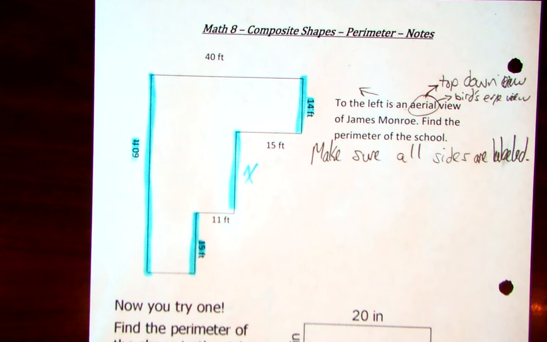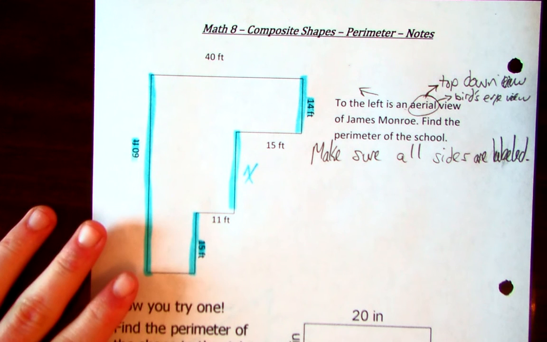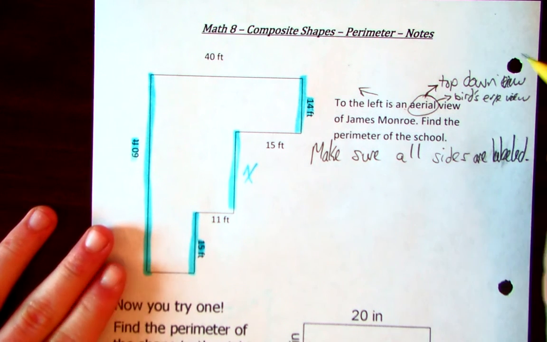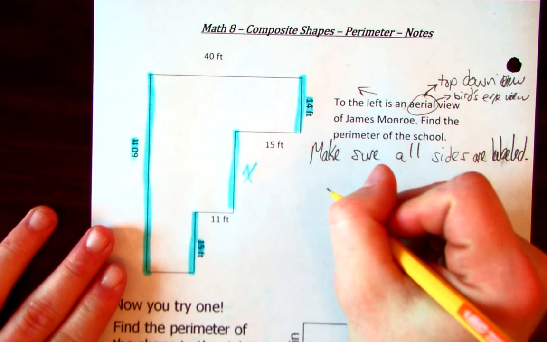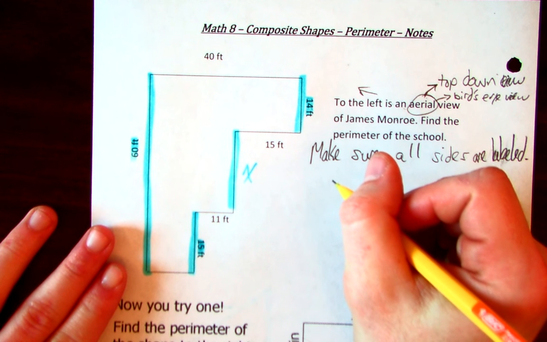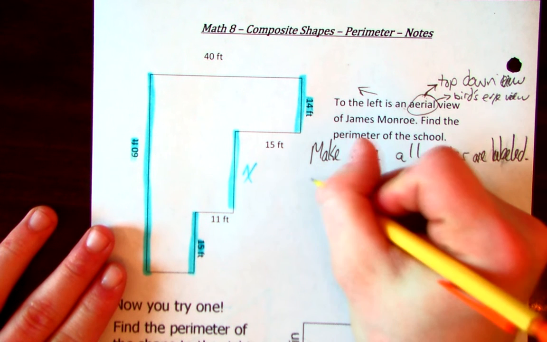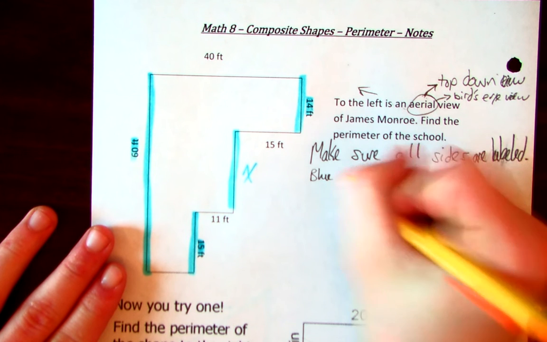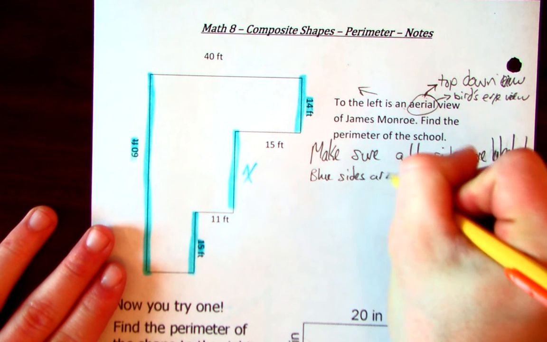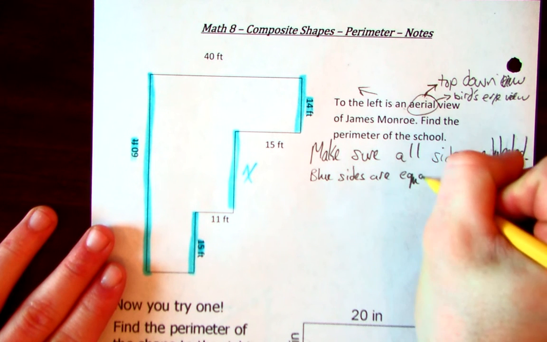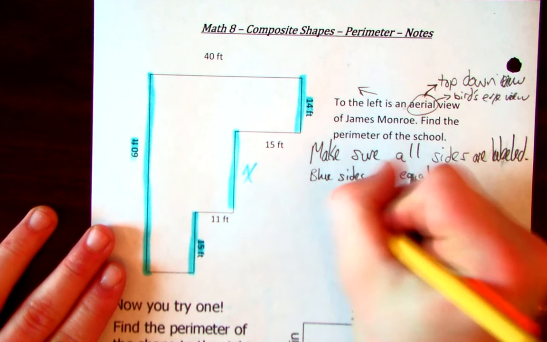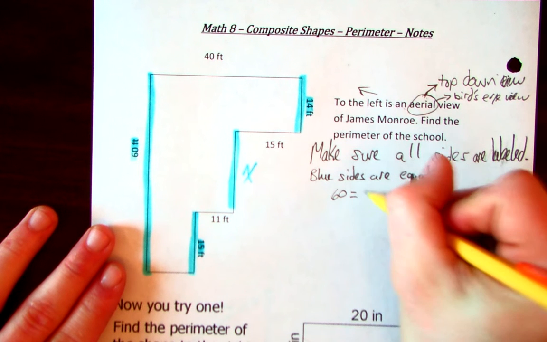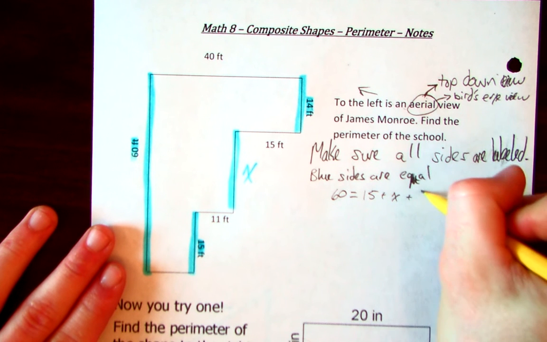And I used my intuition. I said, well, Mr. Wilcox, what are we going to do? Well, I think we're going to set up an equation. He said, holy smoke, Shank, you're on a roll. So let's get our value for this. So again, the blue sides are equal. So that means we can set up an equation, and so we can say 60 is going to be equal to 15 plus x plus 14.